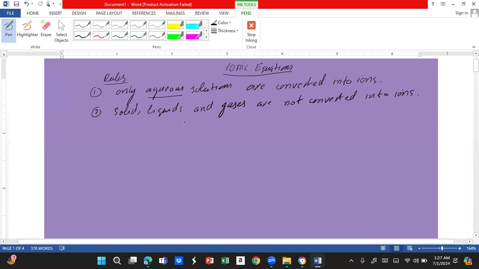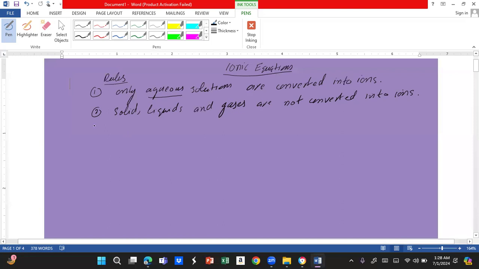So those solids which are soluble, definitely they will be called aqueous solutions. But I'm talking about solids which don't dissolve, liquids which don't dissolve, similarly gases which don't dissolve, okay? We will not split them into ions. We will leave them unbroken. So the point comes to our mind that solids, liquids, or gases must be part of the ionic equation at the end.